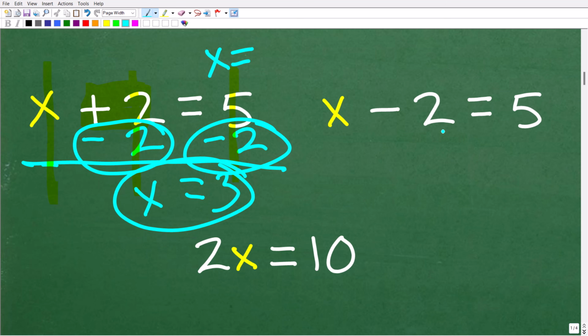All right, let's go ahead and practice this technique, or these concepts, with this equation. So here I have x minus 2 is equal to 5.